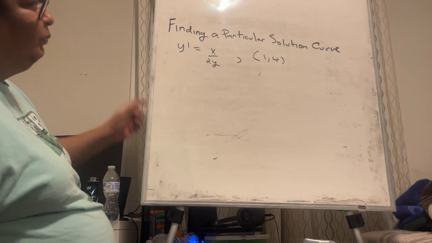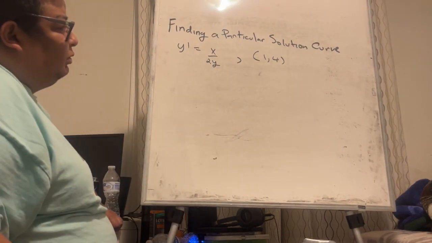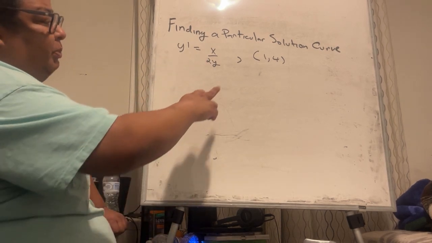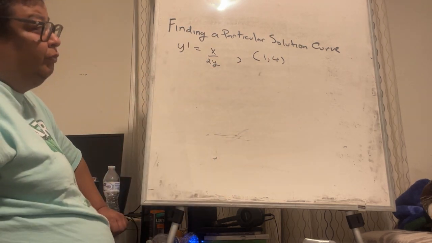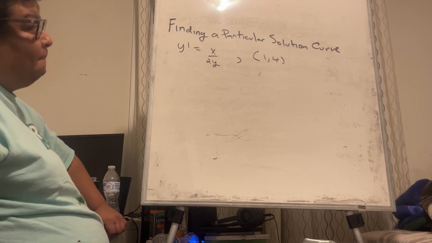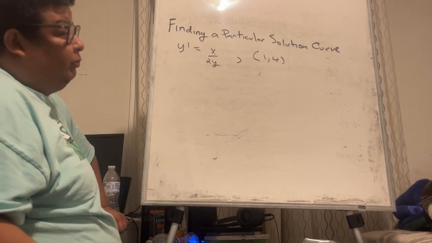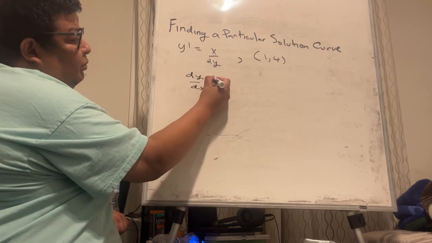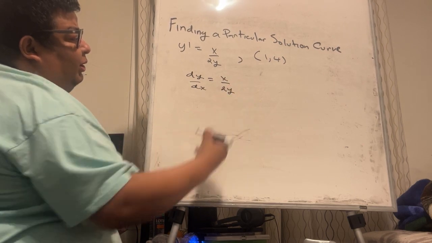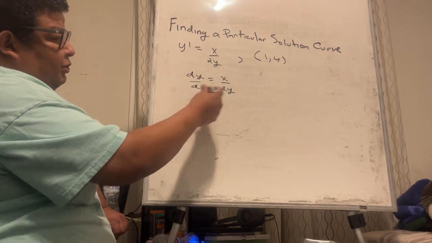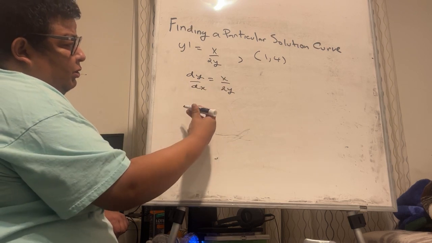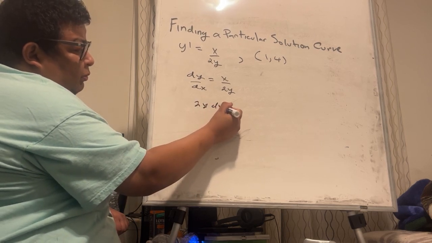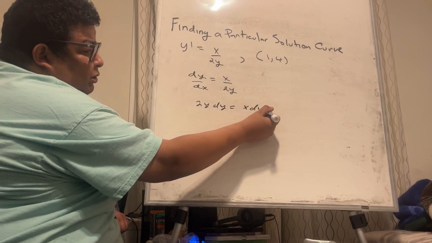So we're given the differential equation y prime equals x over 2y, and we're given that we need to find the particular solution at the point (1, 4). The first thing we're going to do is write this as dy/dx equals x over 2y. Then we're going to isolate the dy and the dx, one on each side. So 2y dy equals x dx.